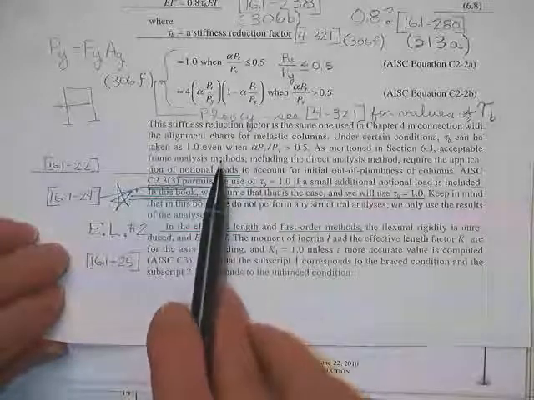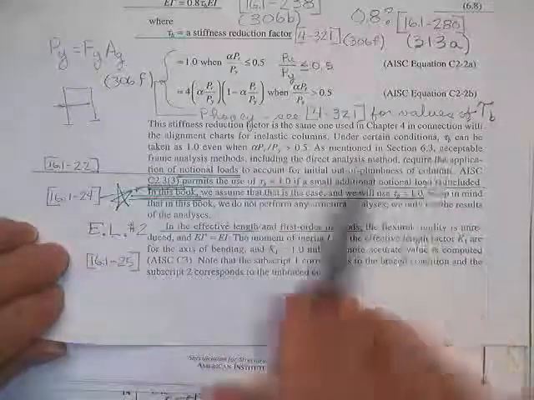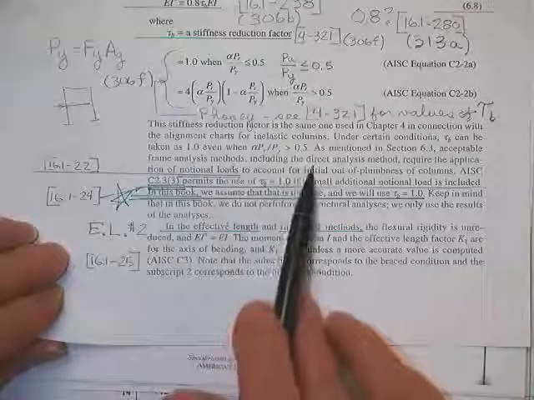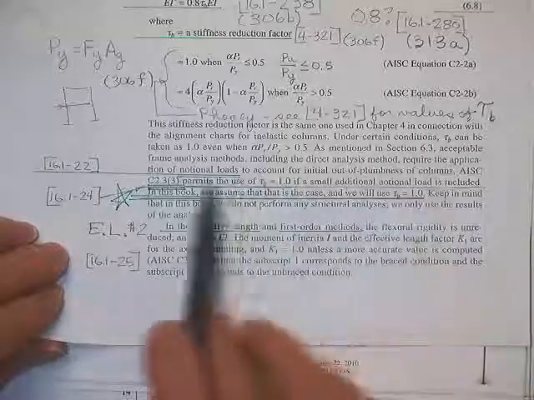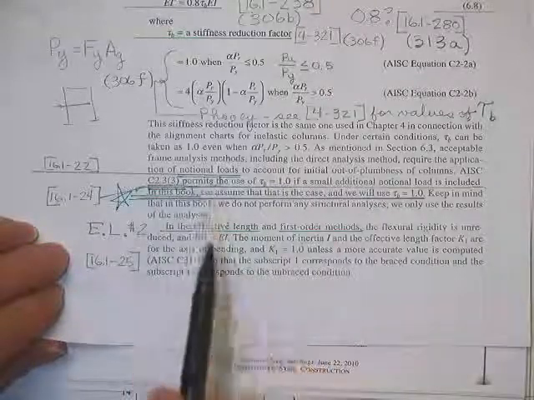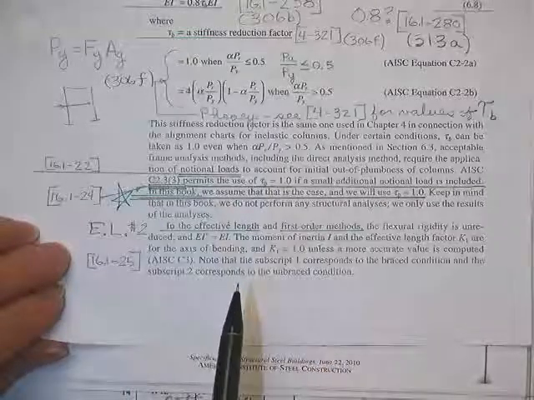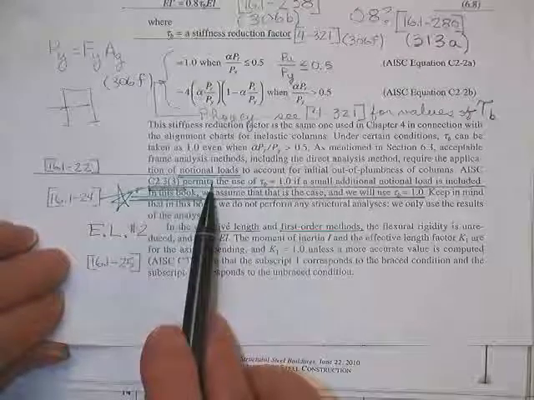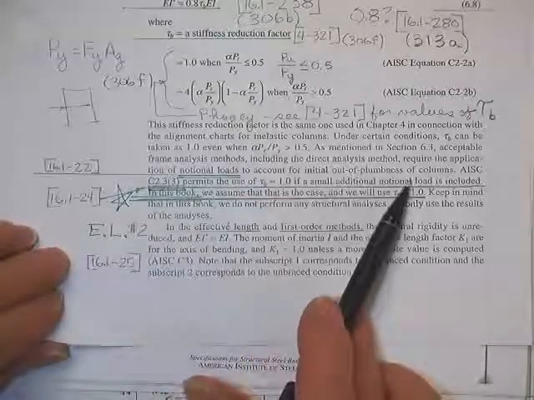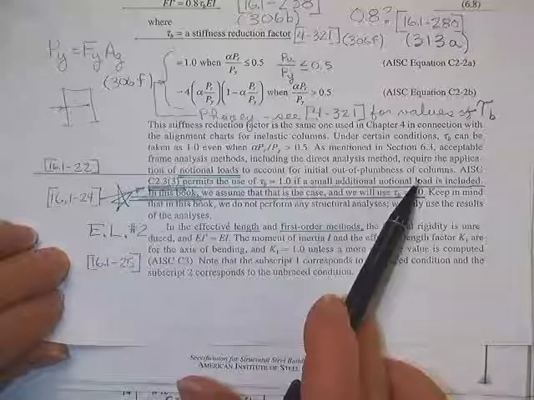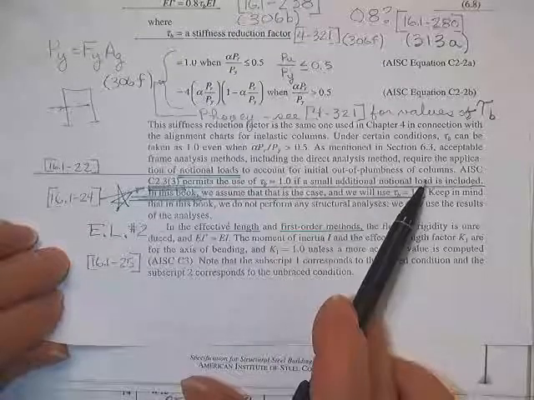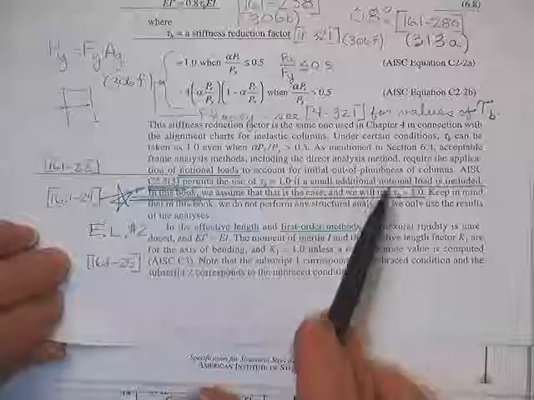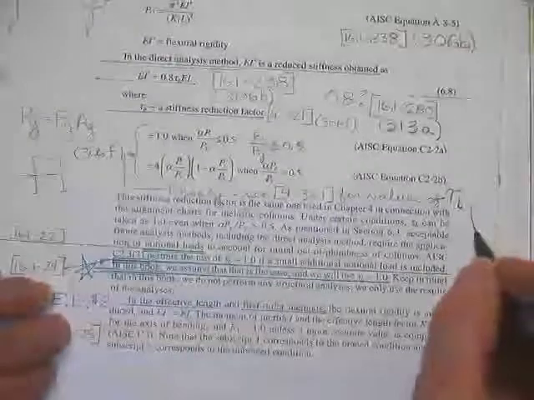Now, this method is acceptable, one of the three methods. It includes a direct analysis. It requires the application of notional loads. In other words, one of the things that you have to do for the translation stuff is you have to account for out of plumbness of the columns. This isn't anything we've seen before. This is not the thing side swaying. This isn't its little bit of out of straightness as it comes in the box. This is when you built the dang thing, it looks like this.